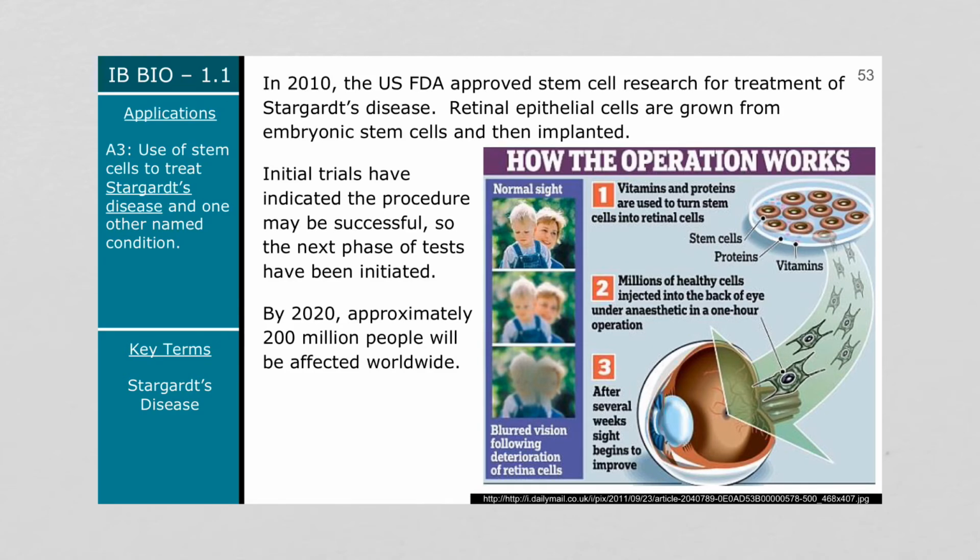Millions of healthy cells are injected into the back of the eye under anesthetic, and this can be done in a quick 1-hour operation. Then after several weeks, sight should begin to improve as those healthy photoreceptor cells that were stem cells divide and replace the damaged regions of the macula at the back of the eye.